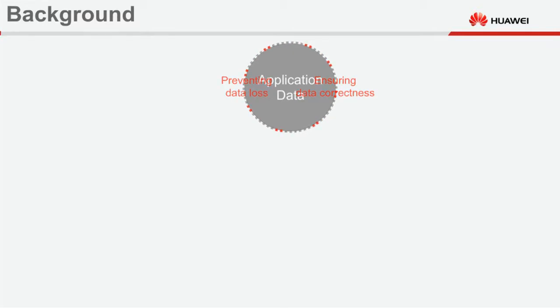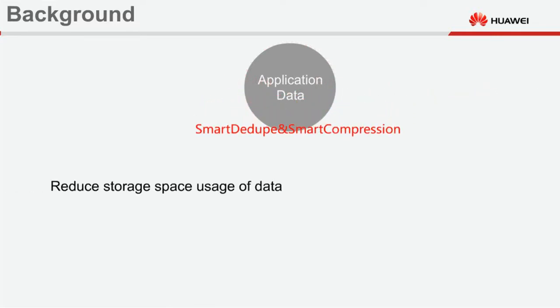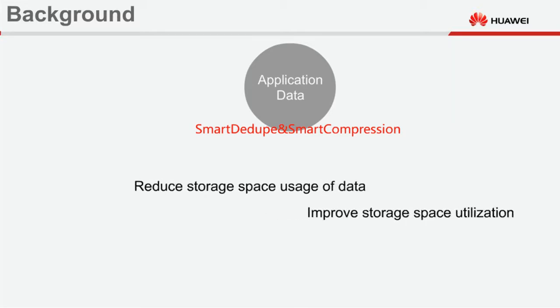and ensuring data correctness. To meet ever-increasing storage demands, HUAWEI storage systems provide SmartDedupe and SmartCompression, a type of data downsizing technology used to reduce storage space usage and improve storage space utilization.